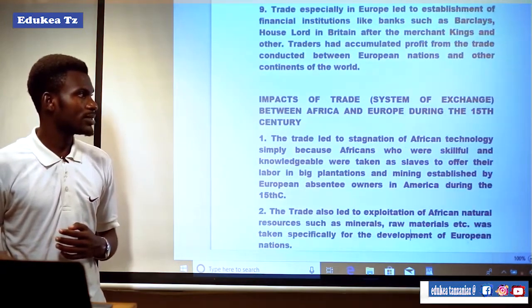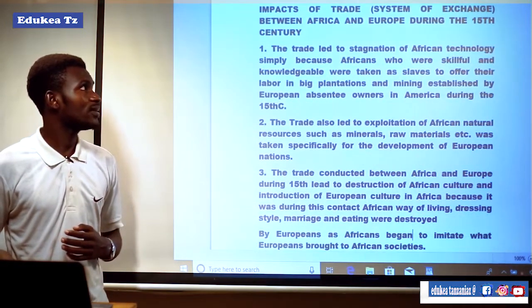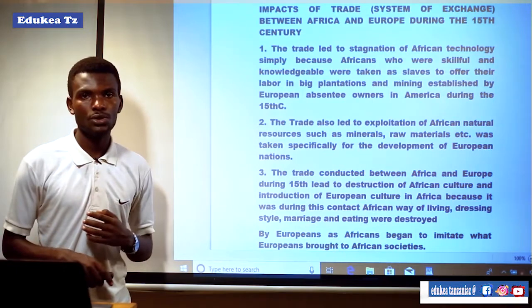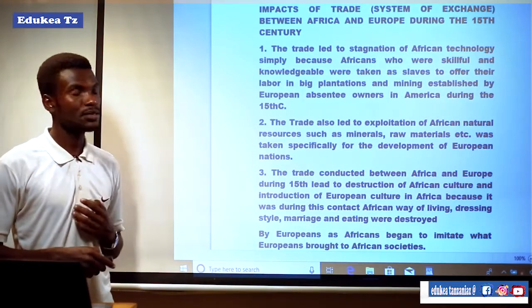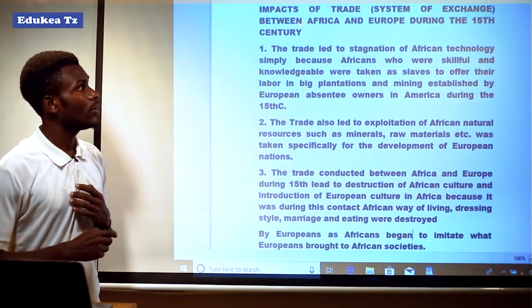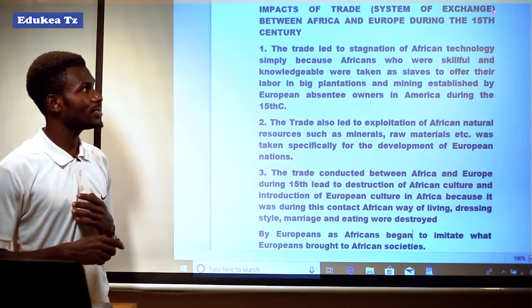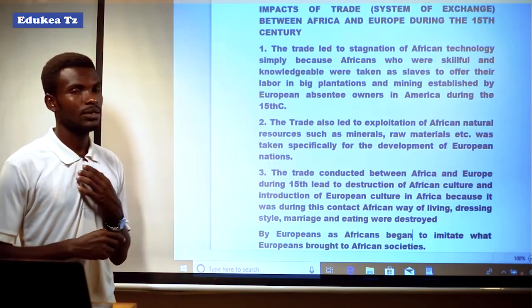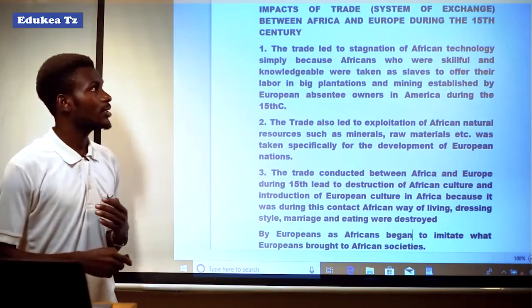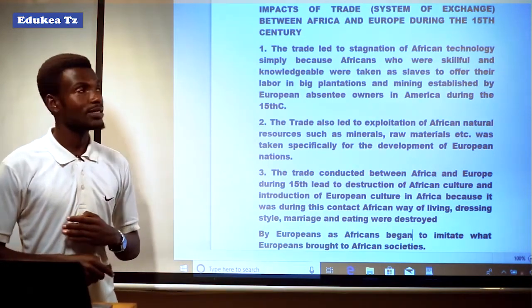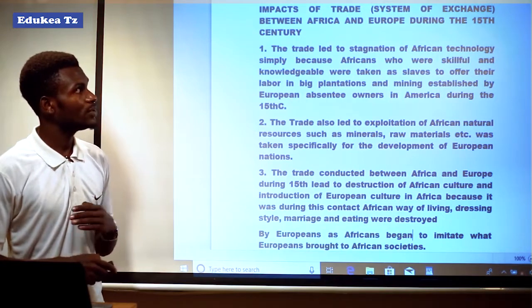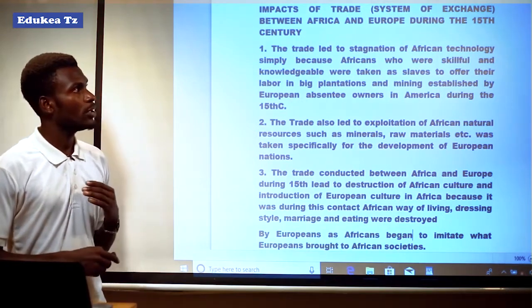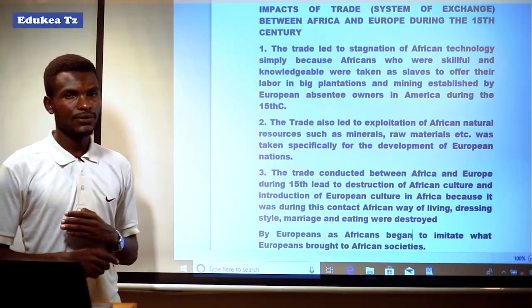So after looking at the significance of trading activities in both Africa and Europe in the 15th century, let us see the impacts of trade or the system of exchange between Africa and Europe during the 15th century. What were the impacts of the system of exchange or trade between Africa and Europe during the 15th century?